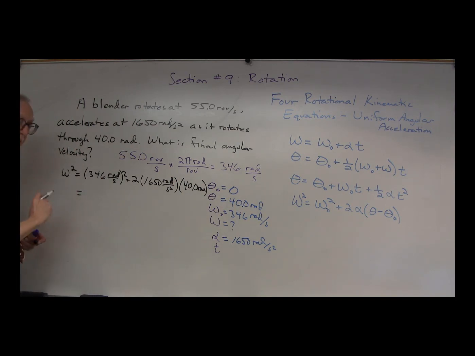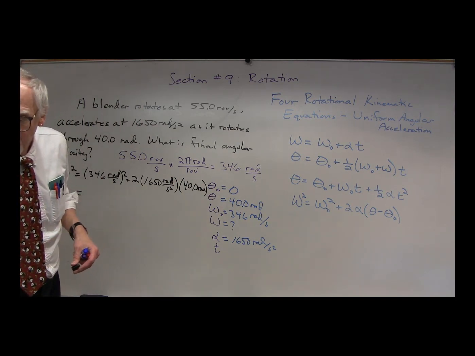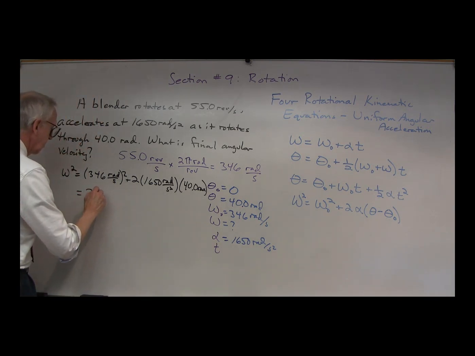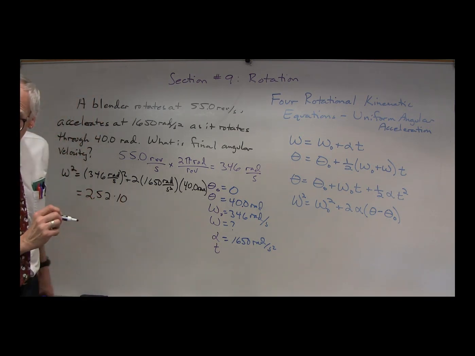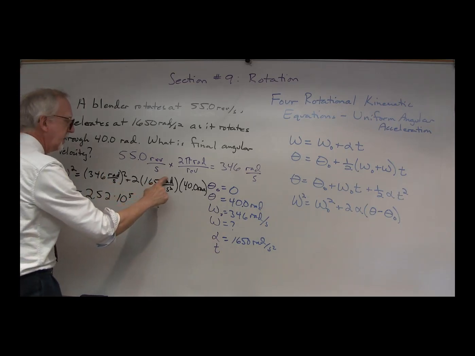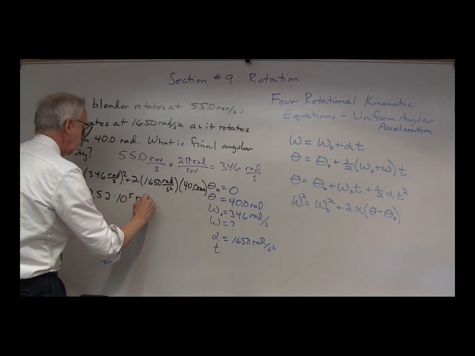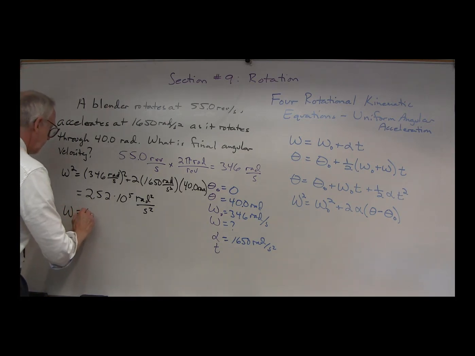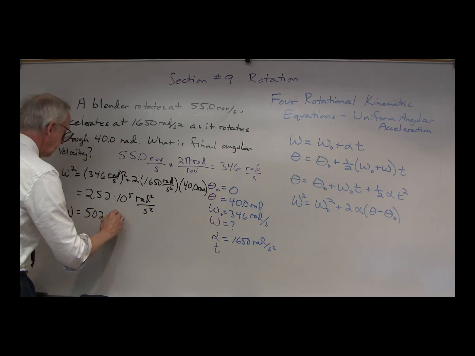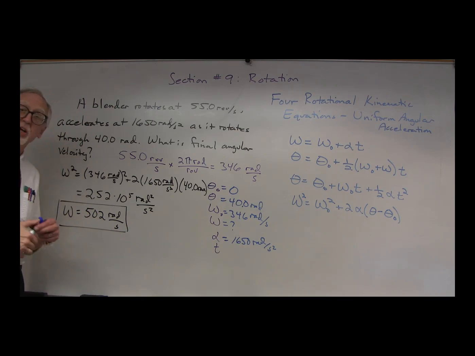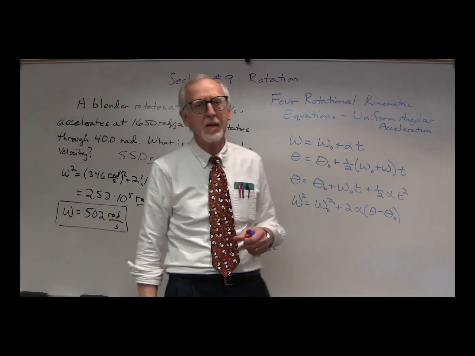Okay, multiply that all out, and what do we get? We get 2.52 times 10 to the 5th radians squared per second squared. Okay, good. Take the square root, and omega equals 502 radians per second. Very good. Just like our old one-dimensional kinematics problems.